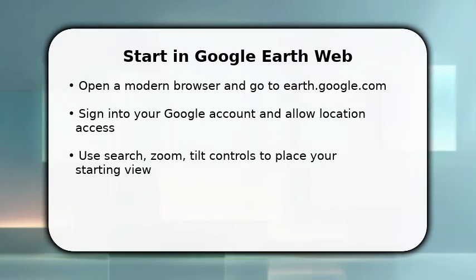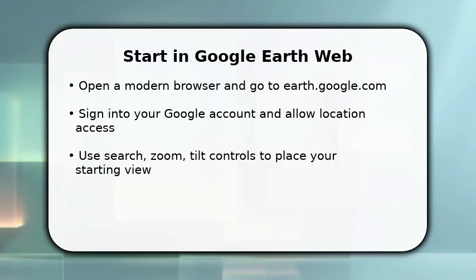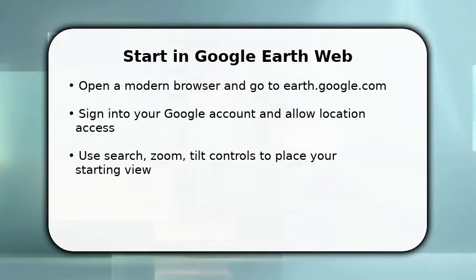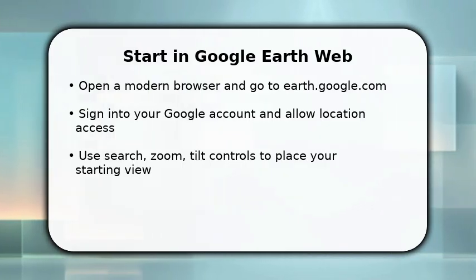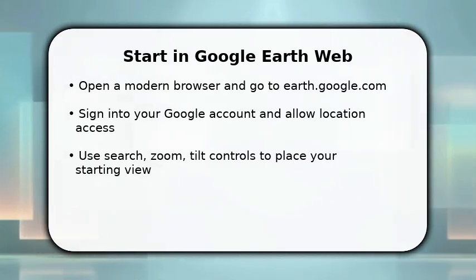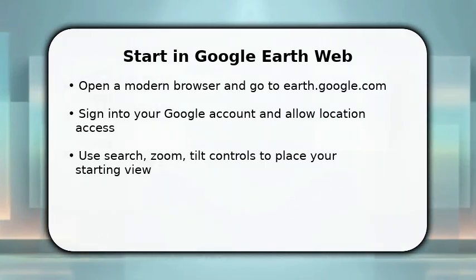Enjoy the video. You begin by opening the Google Earth website and signing into your Google account. Once signed in, allow location access so the map centers faster. Use the search box to jump to any address or coordinate, then zoom and tilt with the on-screen controls or mouse wheel to get the perspective you need. Make sure to switch between map and 3D views. This first setup gets you into exploration mode and prepares you for adding markers and layers.